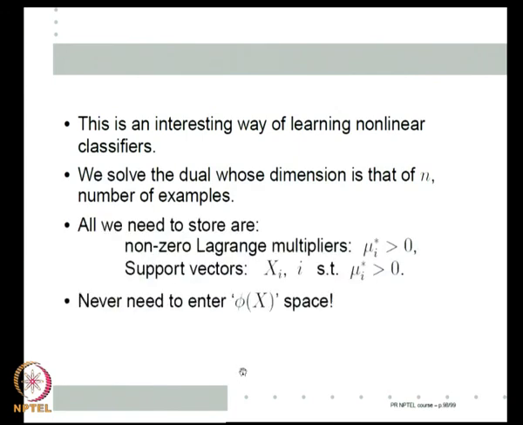I never need to enter the phi(x) space, even though I am actually using some transformation phi which maps my m dimensional space to some other high dimensional m prime dimensional space and finding a linear classifier there. I never calculate phi(x) for any x. I never ever enter that m prime dimensional space, right. The only connection between that space and me is the kernel function.